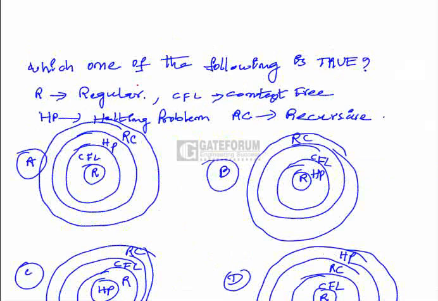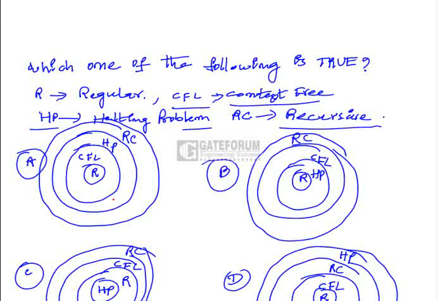Following is true. Here R indicates regular, CFL indicates context free, HP indicates halting problem, RC indicates recursive. So actually this diagram is given, that means R is regular, then R is subset of CFL is subset of halting problem is subset of recursive, like that. Okay, this is just like the hierarchy of formal languages.